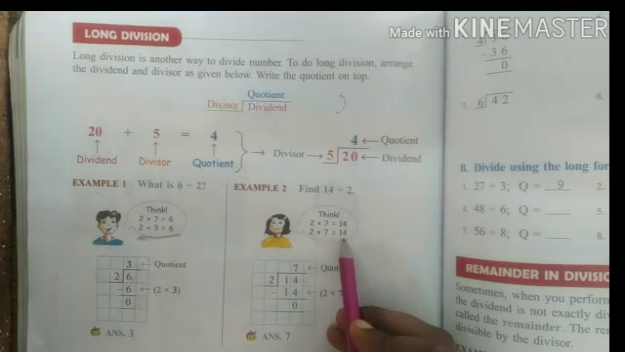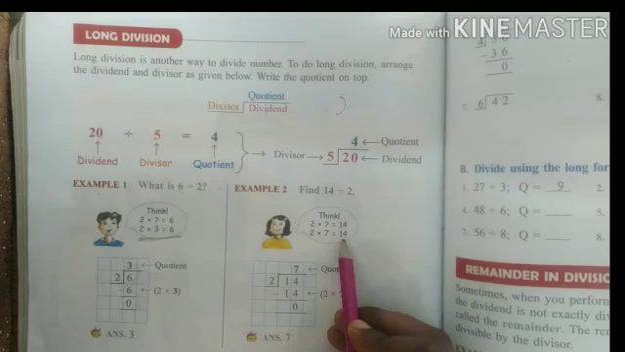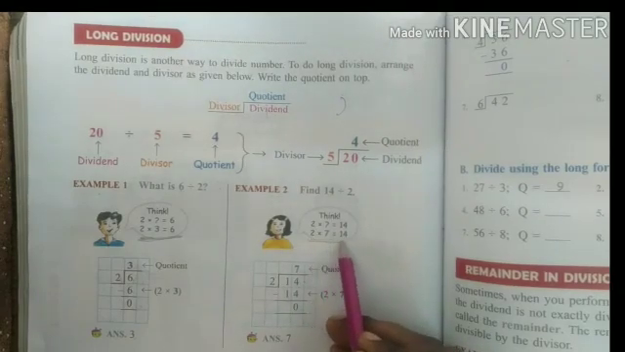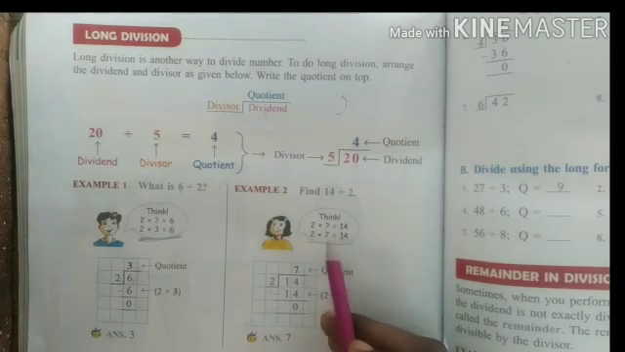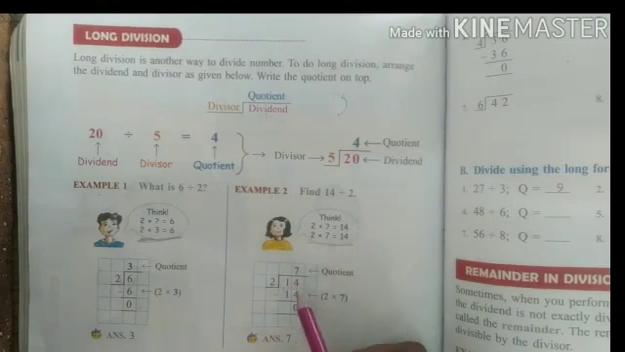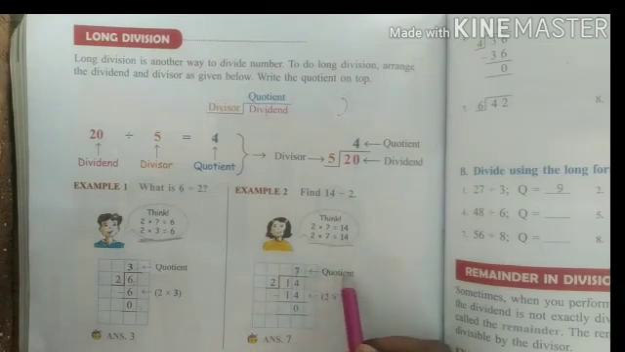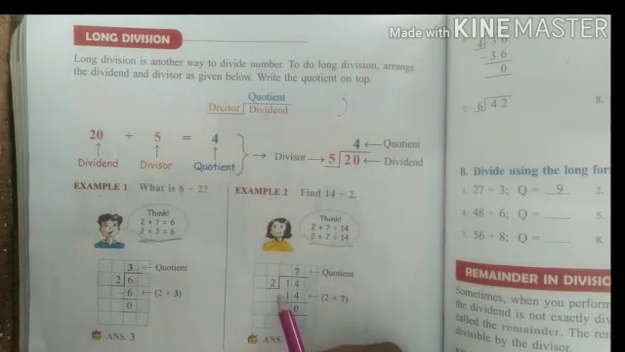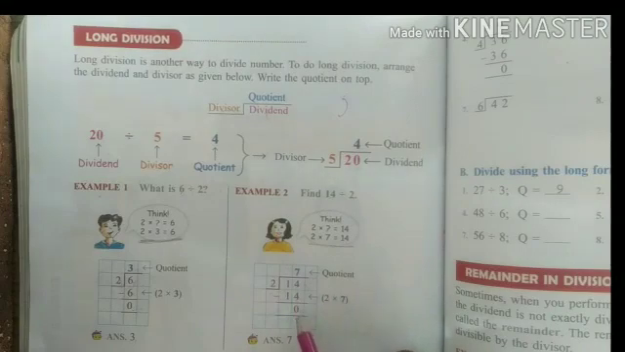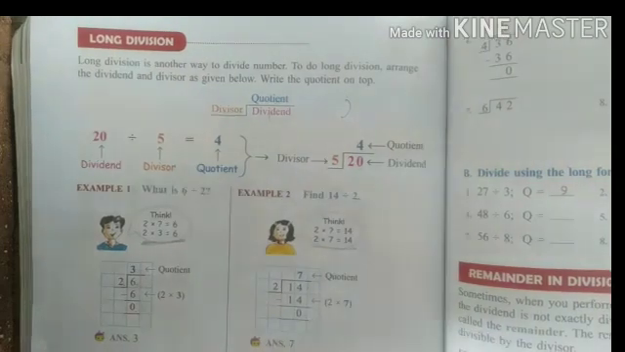2 1s are 2, 2 2s are 4, 2 3s are 6, 2 4s are 8, 2 5s are 10, 2 6s are 12, 2 7s are 14. How many times? 7 times. So you have to write 7 on the top. 7 is called the quotient. Now you have to do subtraction. 14 minus 14 is equal to 0. The remainder is 0. The quotient is 7. The answer is 7.